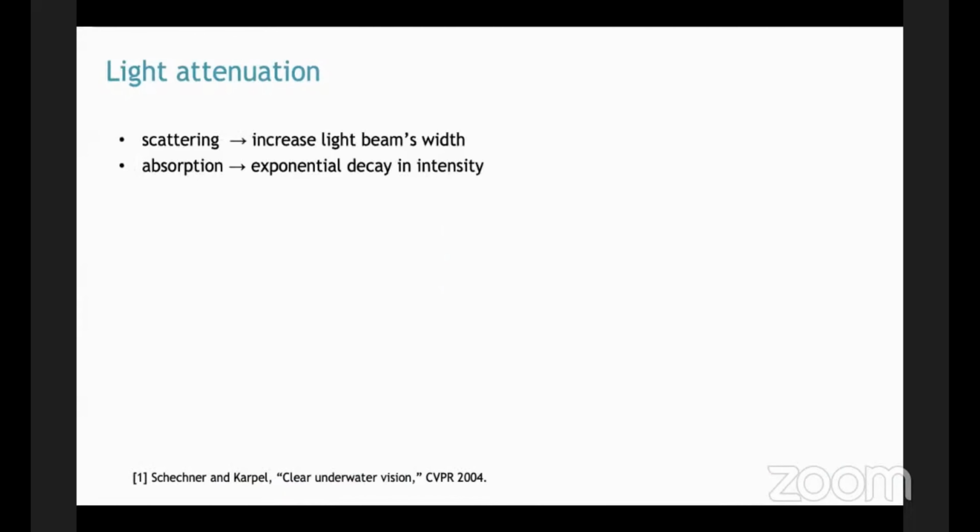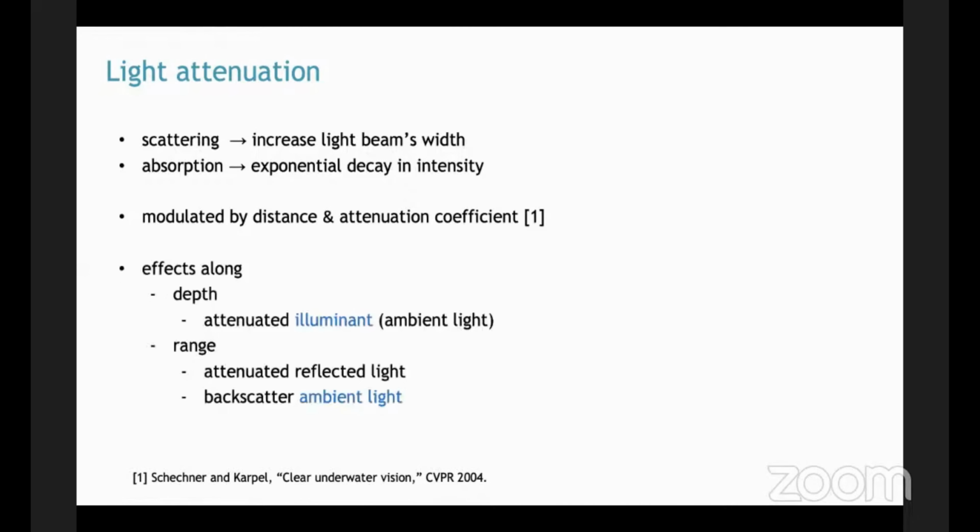A little bit more about light attenuation. Light attenuation is a combination of scattering and absorption. Scattering increases the light beam's width as the distance increases, therefore you will often see a blurred image. And absorption is the exponential decay in the light intensity. This light attenuation is modulated by the distance and an attenuation coefficient that is specific to the water type.